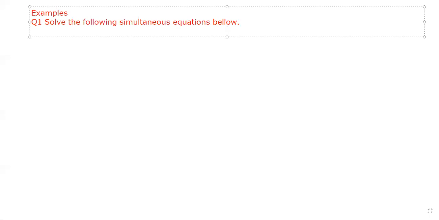So A, the question says 3x minus y is equal to 5. Then we have a little bit of space. We say 2x plus y is equal to 10. That is the question that we have now. Let us see how we can work around that question.